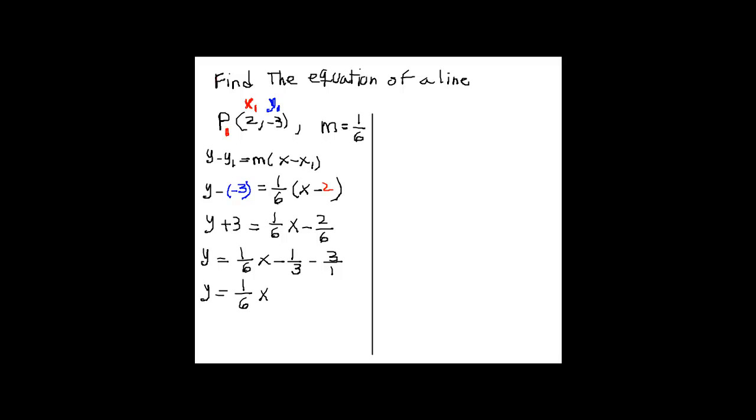1/6x. Now here the LCD is 3, so you have to multiply this by 3/3. And then you get 9 minus 1, that would be minus 10/3. So we're writing this in terms of slope-intercept form.